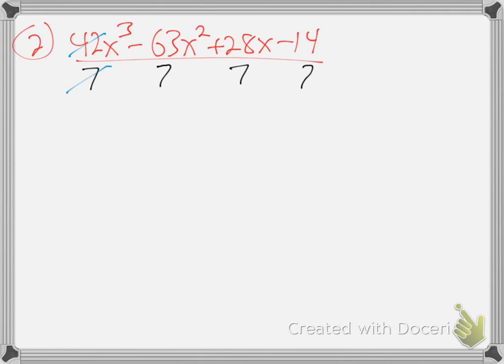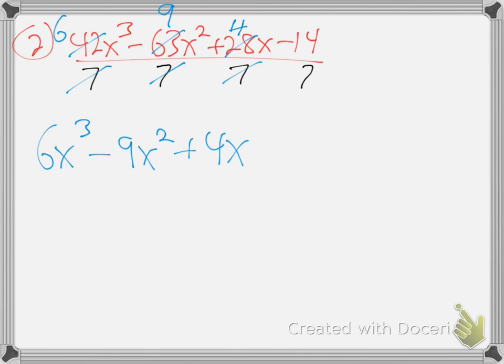And then 7 goes into 42 6 times. It's not going to mess with the powers at all because it doesn't have an x down there. It's just numbers. So just 6x to the 3rd, 7 into 63 9 times, 9x squared. 7 into 28 4 times, and 7 into 14 2 times. There it is. We good there? This all making sense? Questions on that one?